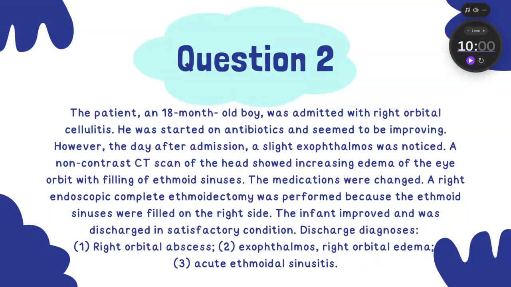A non-contrast CT scan of the head showed increasing edema of eye orbit with filling of ethmoid sinus. The medications were changed. A right endoscopic complete ethmoidectomy was performed because the ethmoid sinuses were filled on the right side. The infant improved and was discharged in satisfactory condition. Discharge diagnoses: right orbital abscess, exophthalmos, right orbital edema, acute ethmoidosinusitis.